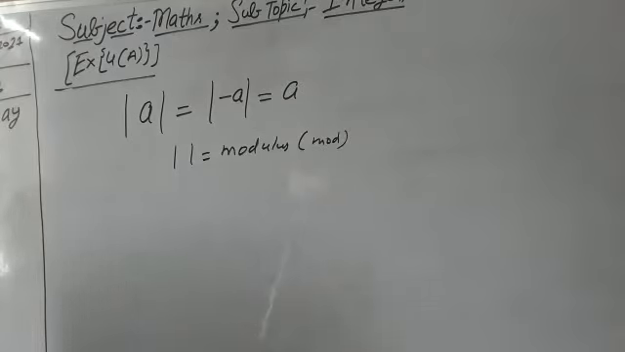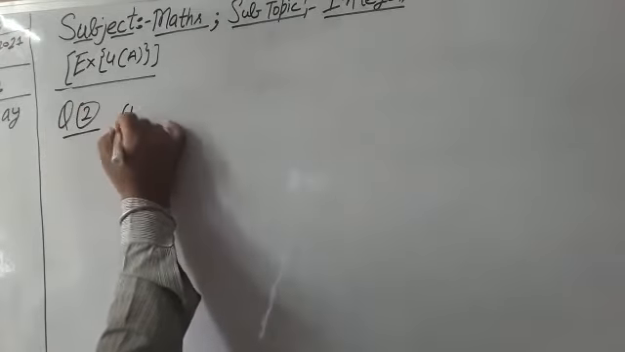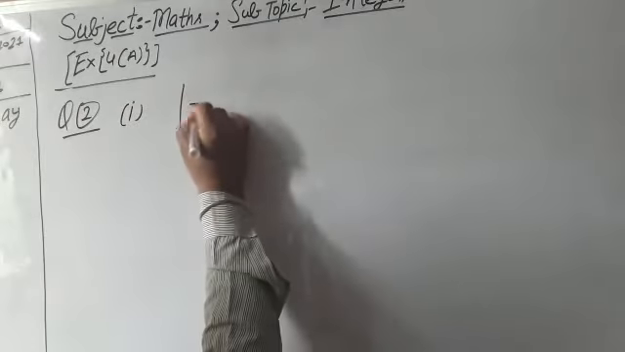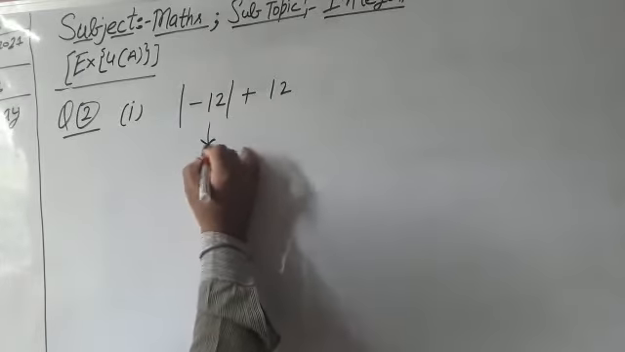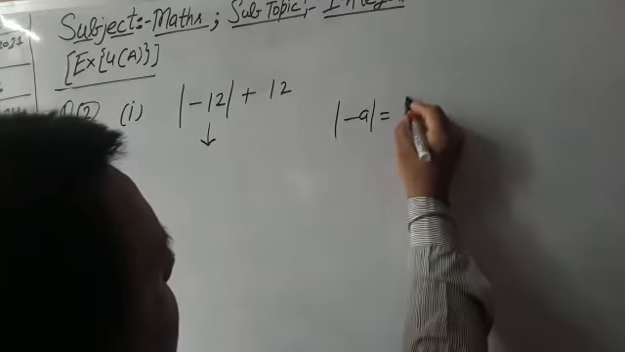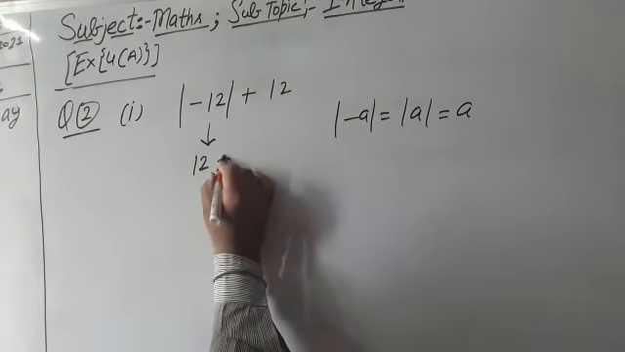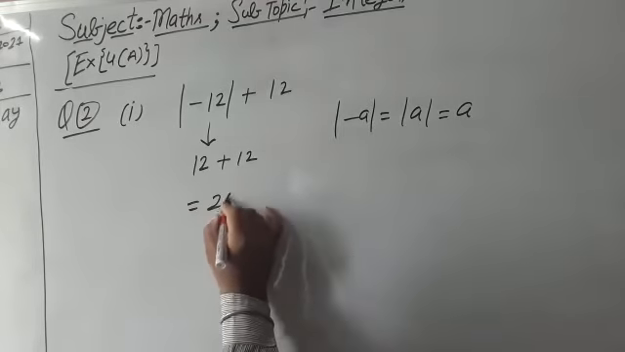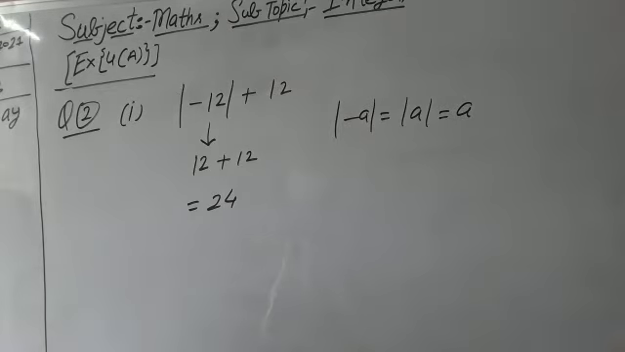I take an example and we start today's session. Exercise 4a, question number 2, first part. The first part is mod of minus 12 plus mod of 12. Because you know very well, mod of minus a is equal to mod a, and it converts into the face value. Now 12 is coming, and here 12. The answer is 24. So this is the first part of question number 2.